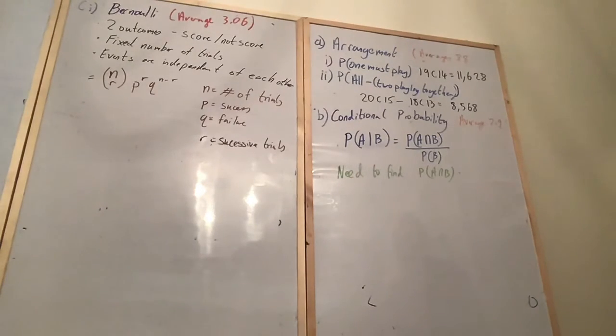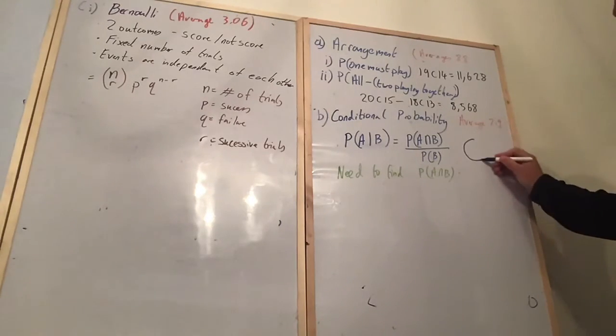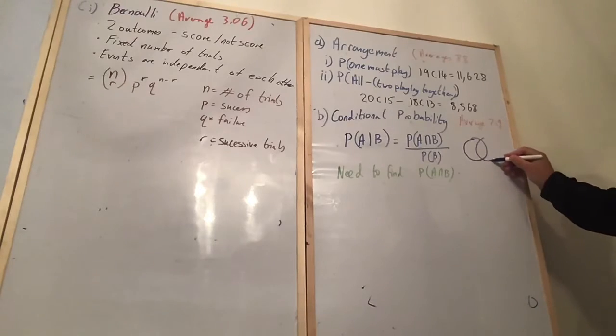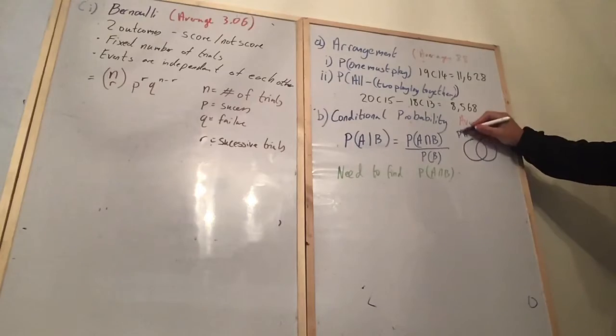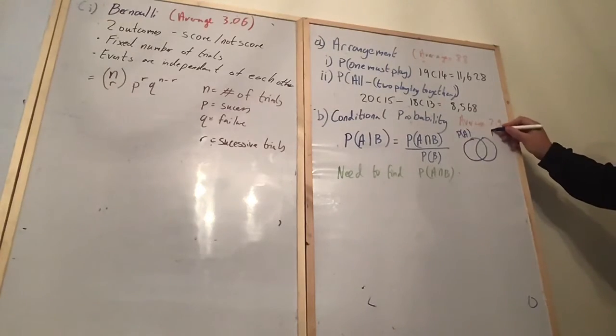So part B then, conditional probability. What is the probability of B occurring if A occurs? So what you need to do, the formula you have for conditional probability is the probability of A intersection B all over the probability of B. So with this question, you need to have a good understanding of Venn diagrams from your junior cert. So P of A and P of B.